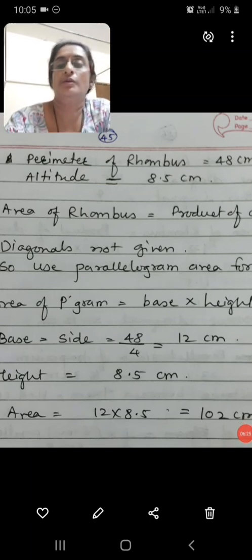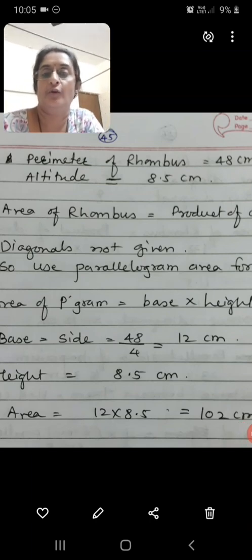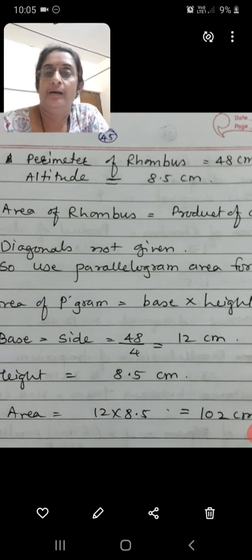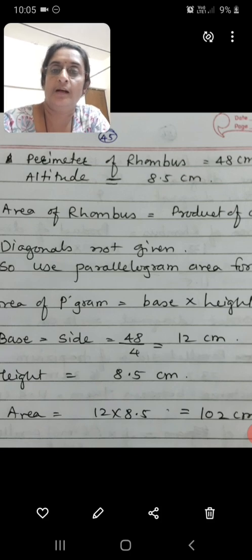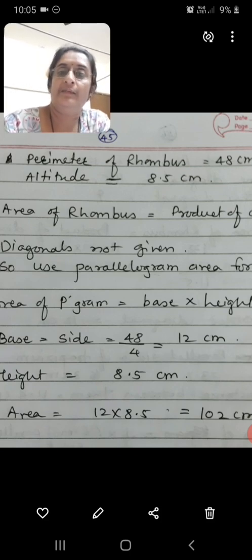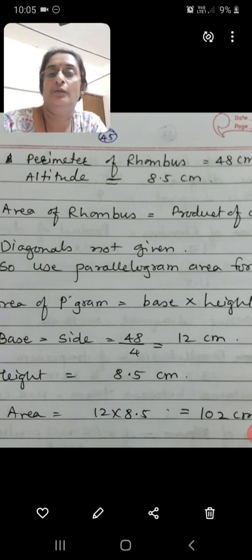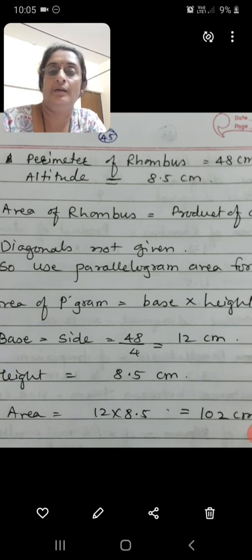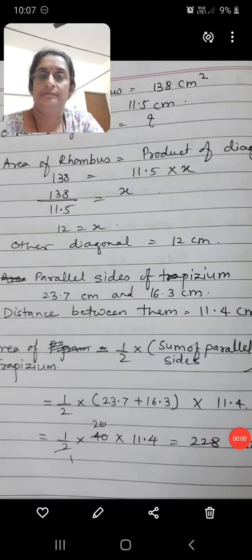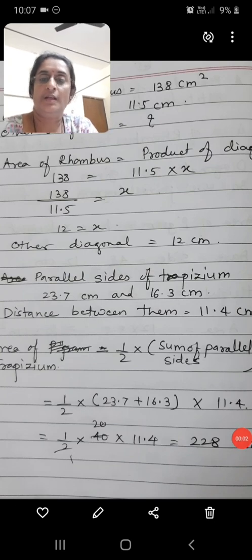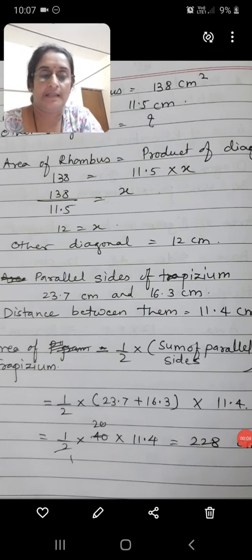There are two more sums to find out the area of a rhombus where the diagonals are not given. There we are going to use the same formula as the parallelogram. If the diagonals are given, we can use the formula to find out the area, that is product of diagonals divided by 2. Now let us go to the 12th question of this exercise, children.